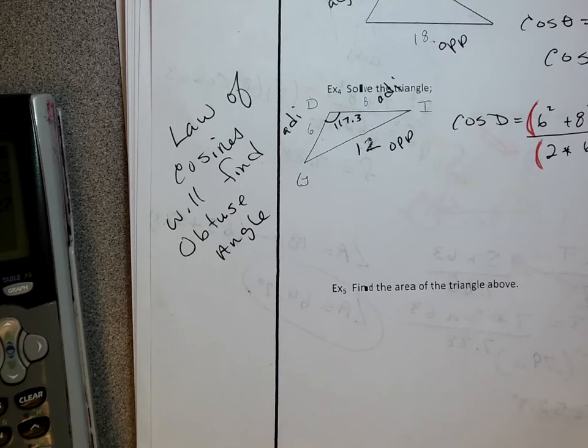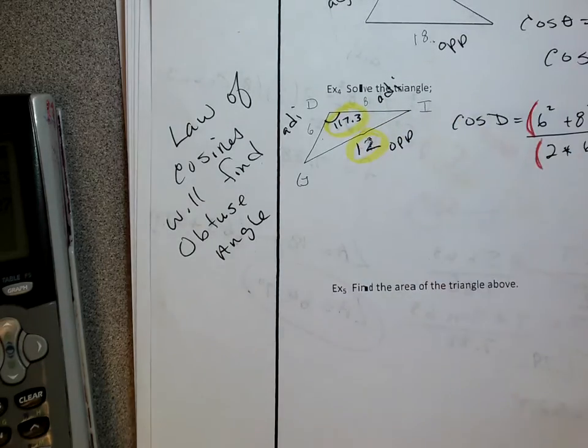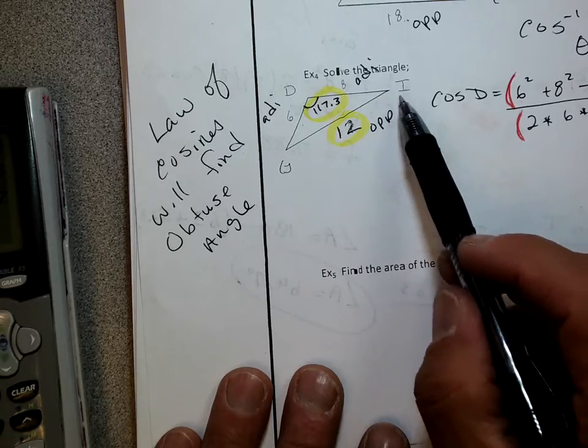Now, if I have to solve the rest of this triangle, I'm going to go straight to the law of sines because it's easier, right? So if I have a pair of opposites, I like the law of sines, right? So I'm just going to set up either to find angle G or angle I.